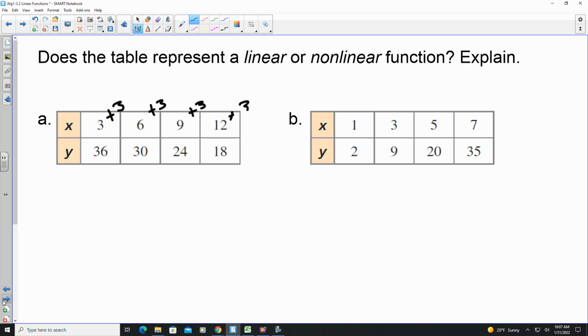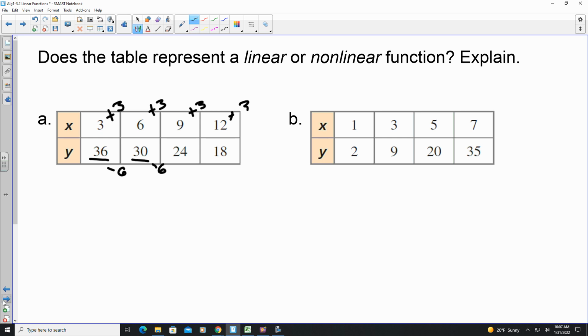That's good. We have consistency there. Since there's consistency in the x coordinate, there has to be a certain level of consistency in the y coordinates as well for it to become linear. So if I look from the first number of y, which is 36, to the second number of y, which is 30, it was subtracted by 6. So now the next sequence of events must also be subtracted by 6.